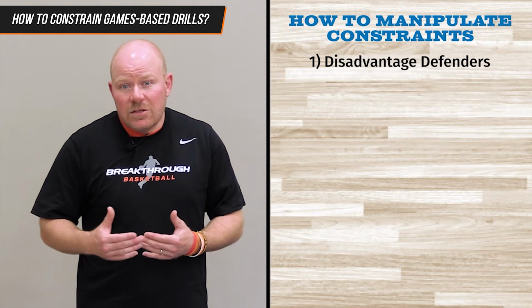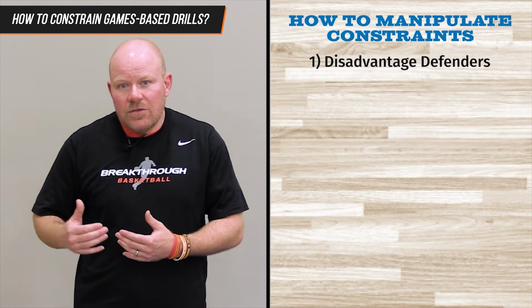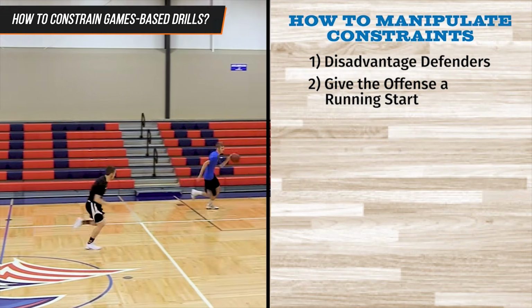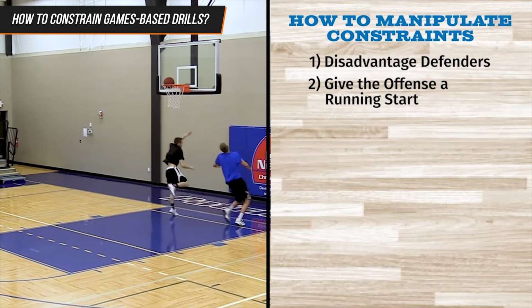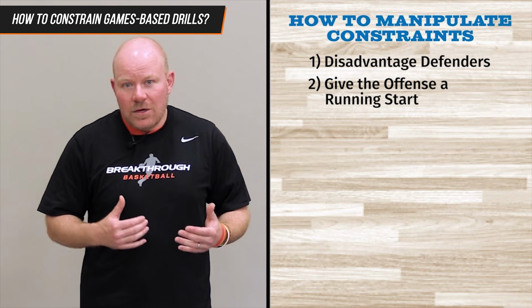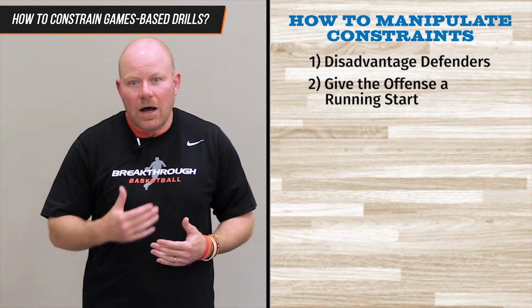Another way that we would disadvantage a defender might be to give the offense a running start. Maybe in transition, they're running down the floor while the defense has to start from a flat-footed position. Again, this creates a window of opportunity for the offense because the defense is starting from behind.